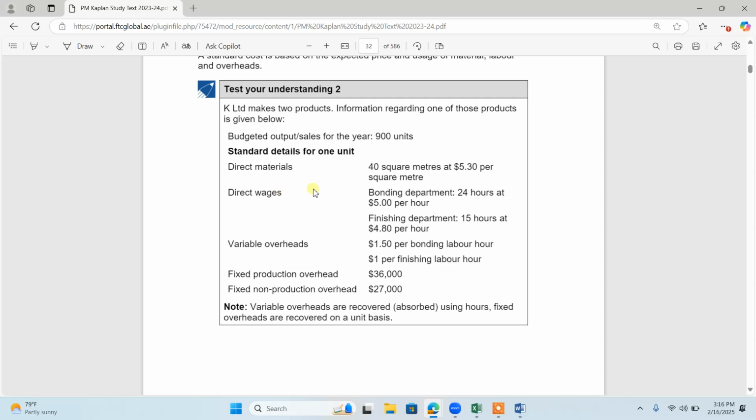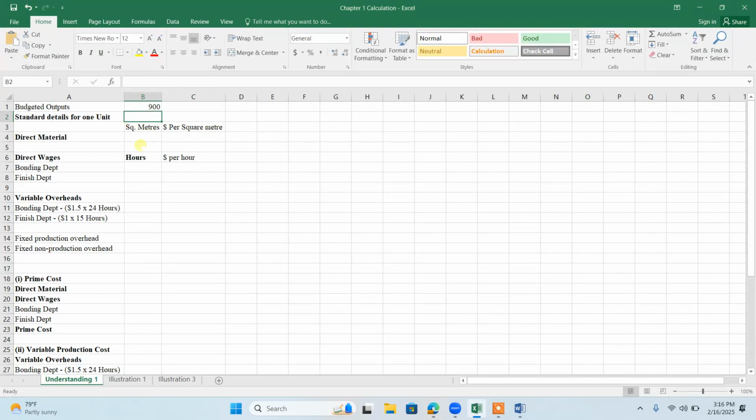So direct material information is given for 1 unit. It is 40 square meters at the rate of $5.3 per square meter. So the quantity is how much? 40 square meters. And how much do they charge for 1 square meter? So simply you need to multiply 40 by $5.3. 40 is the quantity, 5.3 is the per square meter rate.